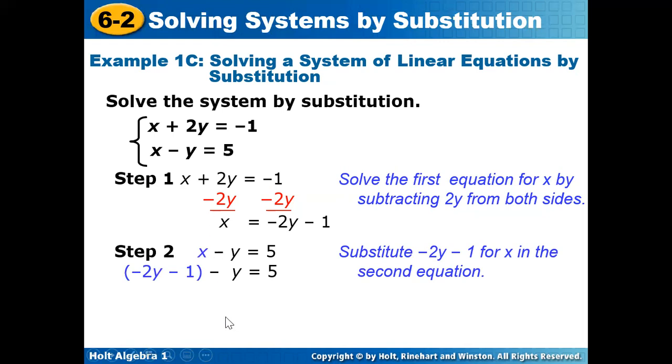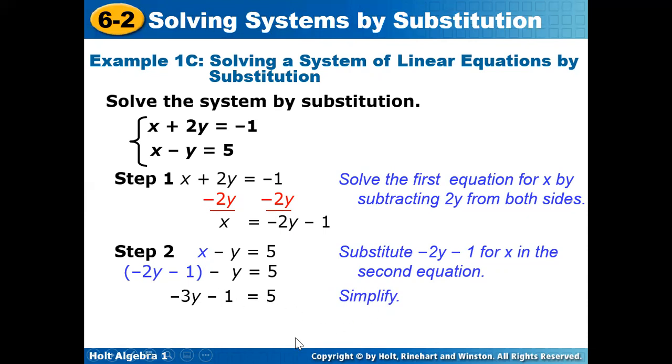Substitute back into the second equation, right? We can't substitute it into this equation. We have to substitute it into the other equation. That whole thing, x is equal to -2y minus 1. So this whole thing, -2y minus 1, we plug it in for x, and then we solve. Simplify. Collect your terms. -2y minus y is -3y. Minus 1 is equal to 5.